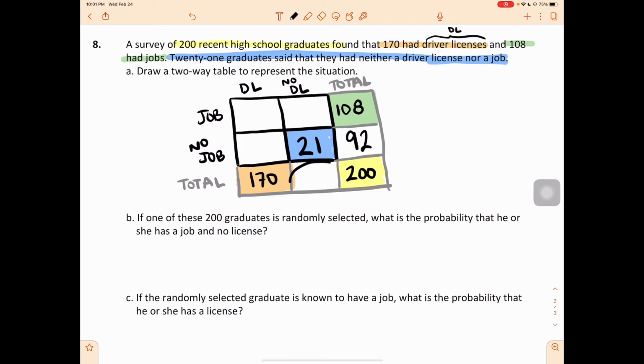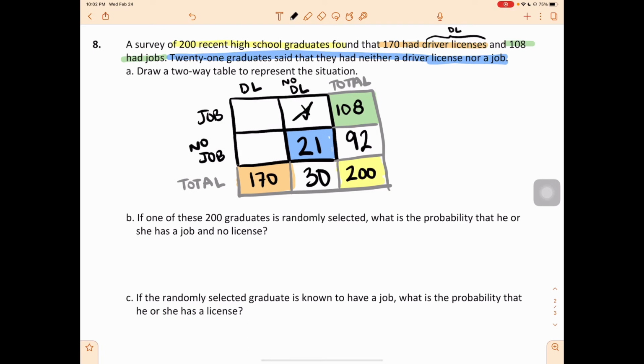So now do this one. If 170 kids have a driver's license, how many do not have their driver's license? If there's 200 total students that are being surveyed here, 170 have it, how many don't? If there's 200 total, 30. 170 have their driver's license and there's 200 of them, so that means 30 of them do not have their driver's license. And now you can fill in the missing pieces here, here, and here.